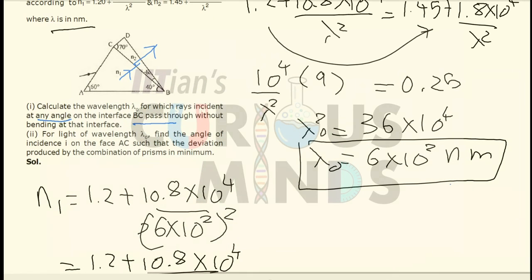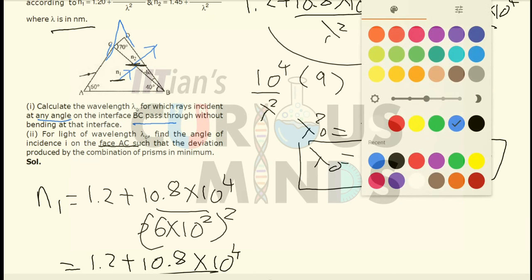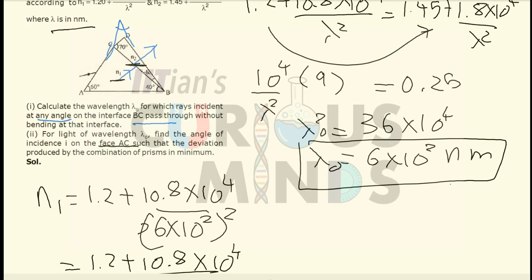Okay, and for the second prism also it will remain same, because over here at lambda naught both the refractive indices are same. Now it is given that we have to find out the angle of incidence at AC such that the combination gives me minimum deviation. Now for this combination, I can consider both these prisms as a single prism, because over here both the refractive indices are same. So actually the prism will look somewhat like this, this being the angle of the prism A.